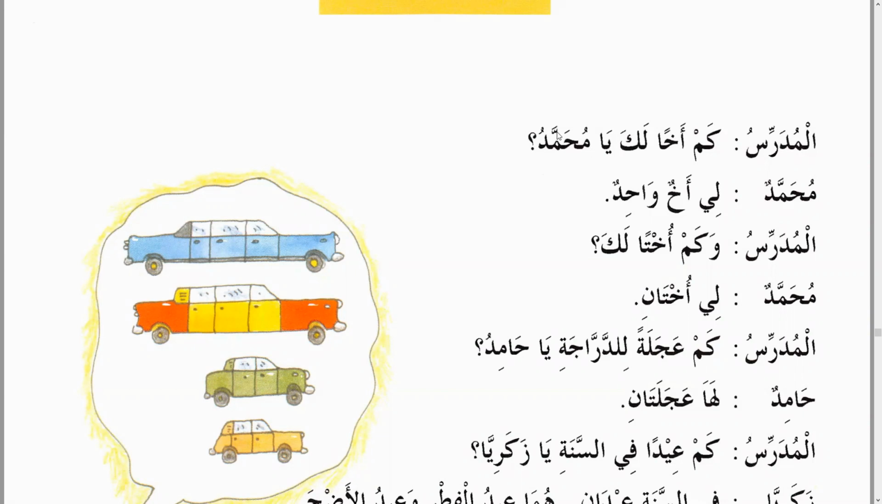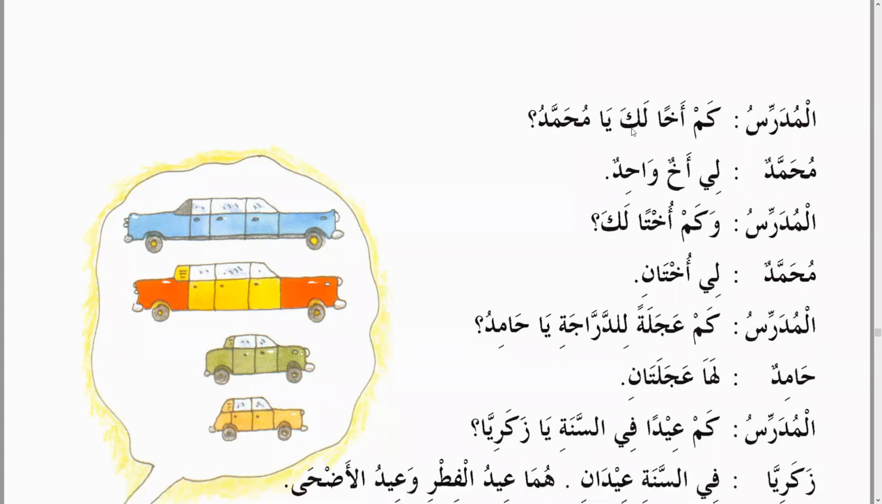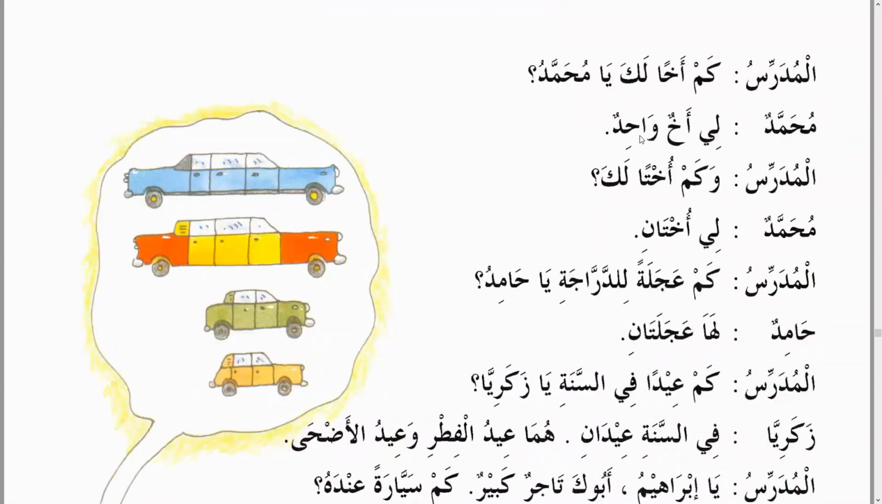Ya Muhammadu. We learned in the previous lesson that when we add a ya, this is called harfun nida, and then we have to drop the tanween. We cannot say Ya Muhammadun, right? Li akhun wahidun. I have 1 brother. See how I am saying 1 brother? Akhun wahidun, masculine, masculine. I have 1 brother.